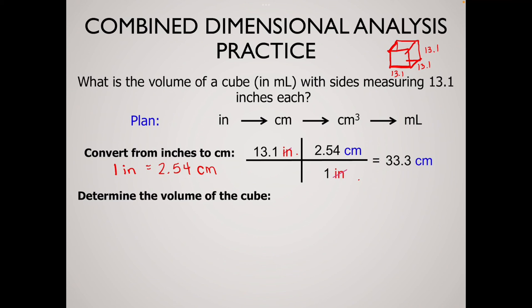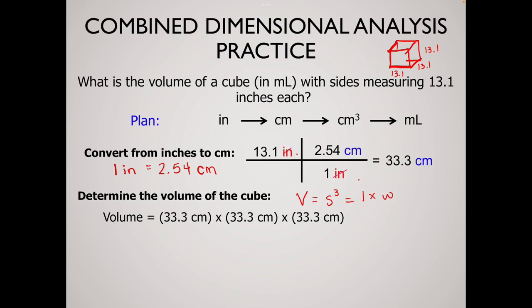So now we can figure out the volume of a cube. Hopefully you've learned this sometime in some math class that you've taken, but if not, the volume of a cube is equal to the side cubed, okay? Because in this example, the sides are all exactly the same length. So you can also think of it as length times width times height, which is essentially what we're doing here, right? We're going to multiply each one of those sides, but each one of the sides is 33.3 centimeters. So that's what's happening here. When we multiply all of that out, we get our volume in centimeters cubed.